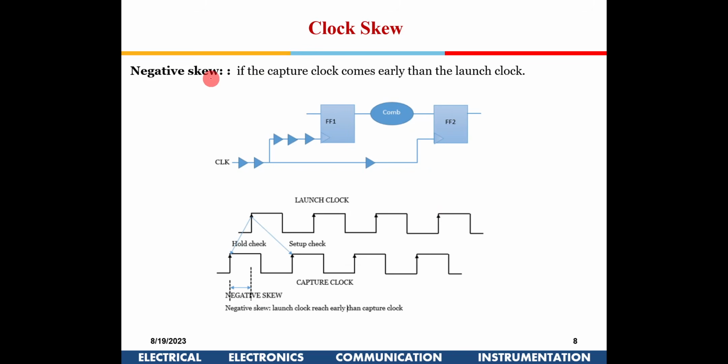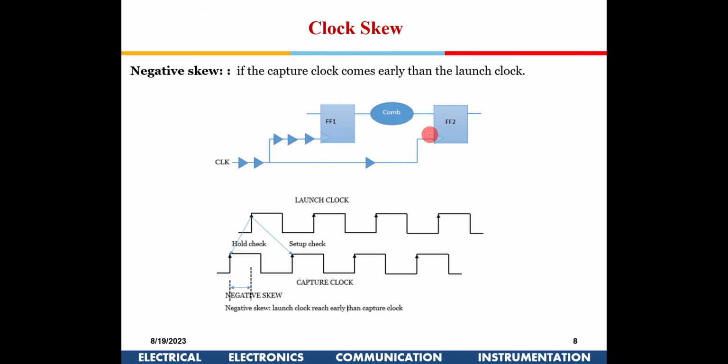And there could be negative skew also. So this is the capture flip flop and this is the launch flip flop. Here you find the clock is late here, right? Here the clock is coming early, okay? So here the data is coming at the output slightly late. So there is not adequate time available for the data to come here, and hence negative skew can cause hold violations. Okay, so depending on the circuit, right?